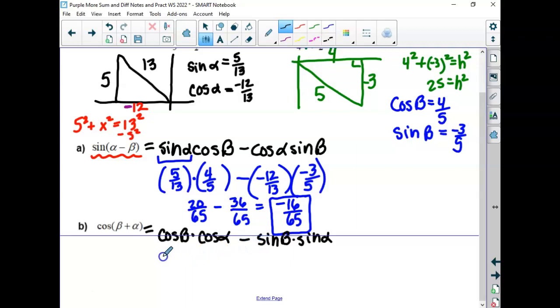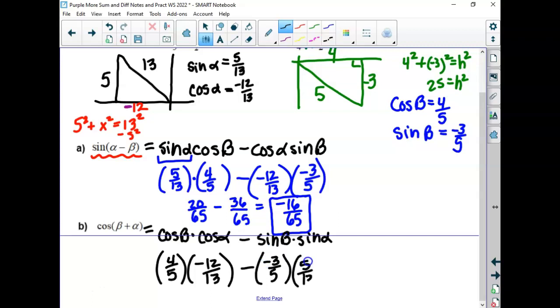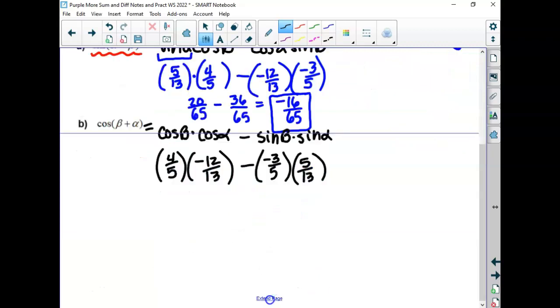Okay. What are we going to put in for our values? Cosine of beta is 4/5, and the cosine of the other one was -12/13. Good job. Minus -3/5 times 5/13. So I get -48/65 minus -15/65, and minus a negative becomes plus positive.